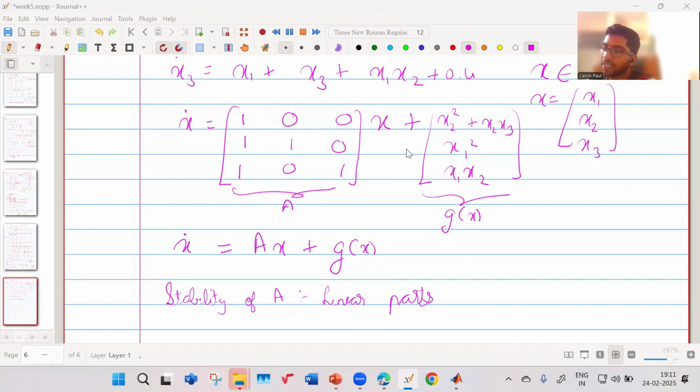So were you able to find the eigenvalues of this A matrix? This is a triangular matrix, so it's one. Okay, so your eigenvalues are actually 1, 1, 1. So is this system stable? No, it is unstable. Right? Okay, so it is unstable.